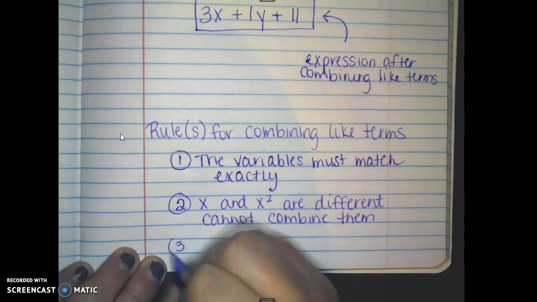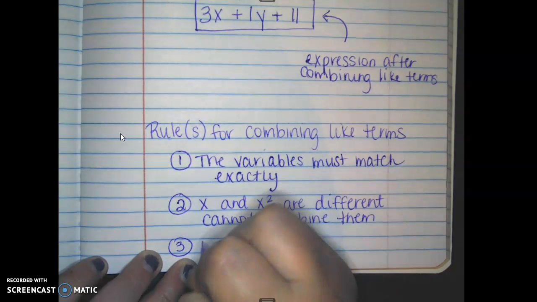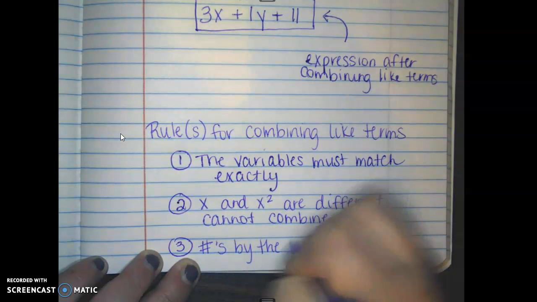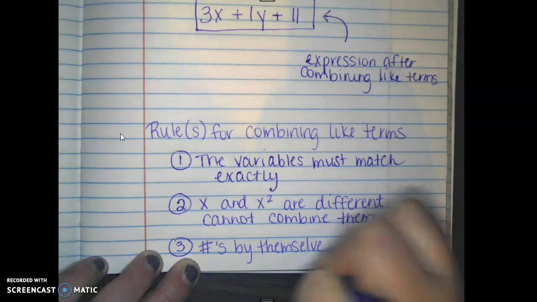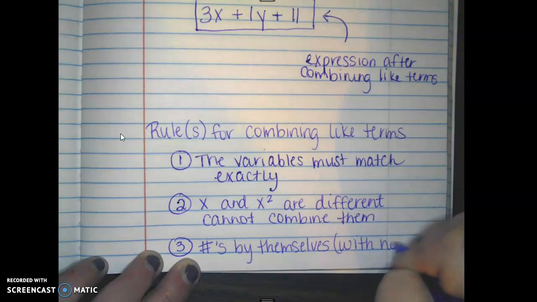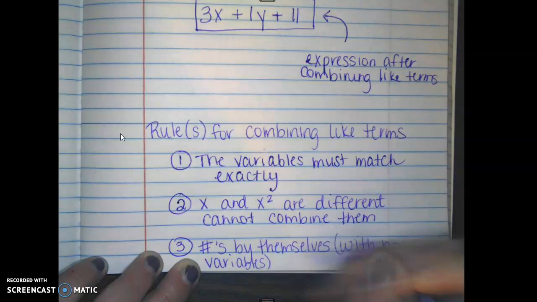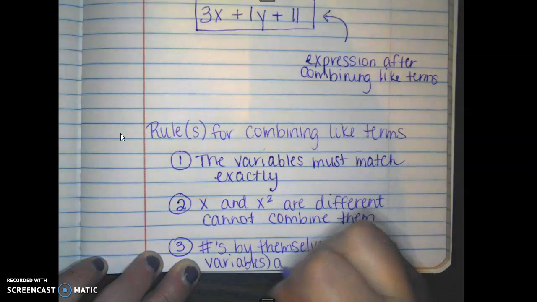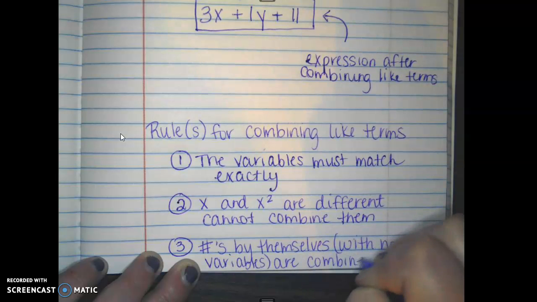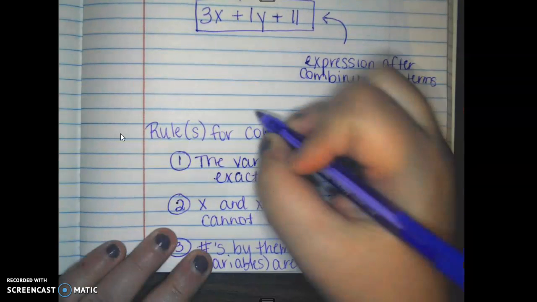And our third rule is numbers by themselves with no variables are combined. By combined, we mean add and subtract. And so right here above combining, let's write that.